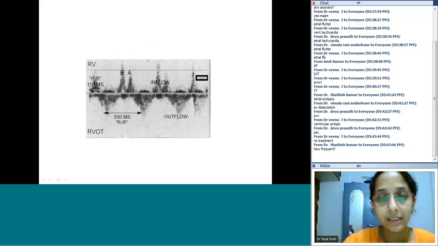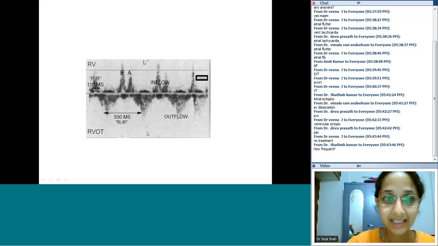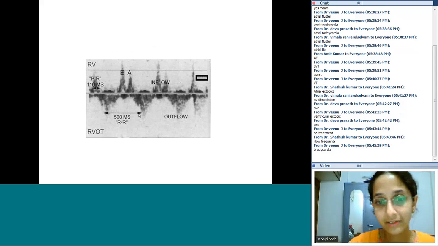Okay, so here we can see in this figure, this is a Doppler study done of right ventricular inflow and outflow. So what we are seeing on the top, it's named well, E and A waves and then the ventricular contraction. Is there anything wrong in this figure? 500 milliseconds RR interval is normal for a fetus where the ventricular rate will range around 130 to 140. At 500 milliseconds, it will give you a heart rate of around 130 to 140.